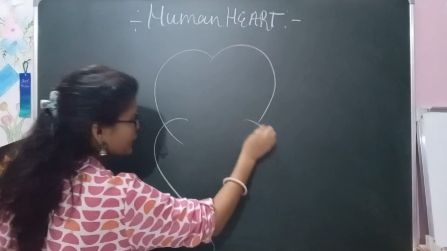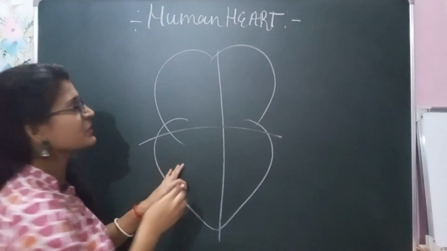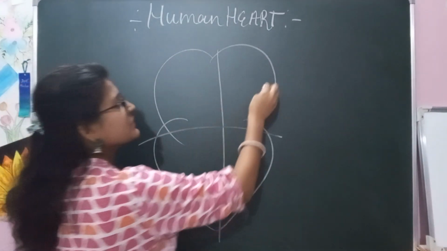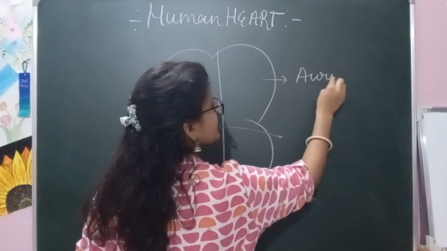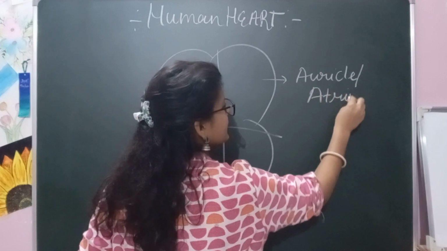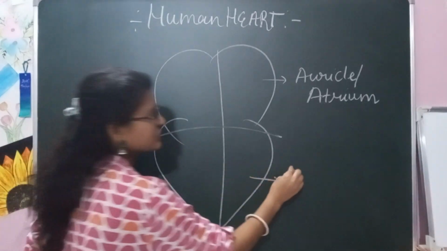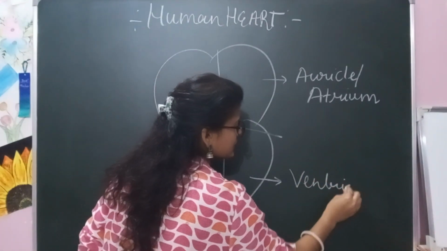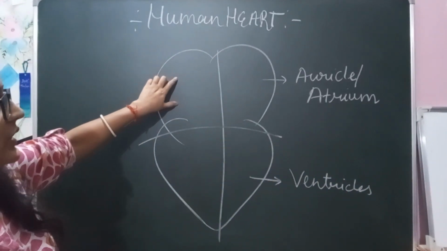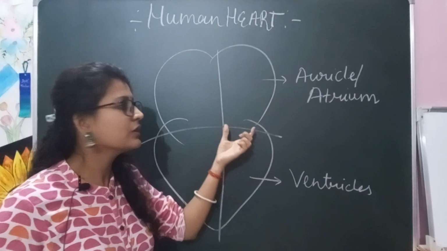We all know that in the human heart we have four chambers: two upper chambers and two lower chambers. These two upper chambers are known as auricles, or the atrium, as we can say. Just write it down in your notebook also. And these lower two chambers are known as ventricles.